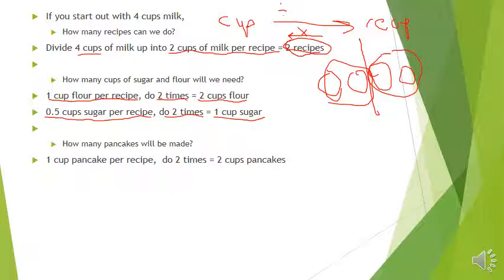So if I start out with 4 cups of milk, I'll need 2 cups of flour and 1 cup of sugar. And I'll also make 1 cup per recipe. I'm doing 2 recipes, so I'm going to end up with 2 cups of pancake. Okay. So 4 cups of milk will give me 2 cups of flour, 1 cup of sugar, and 2 cups of pancake.